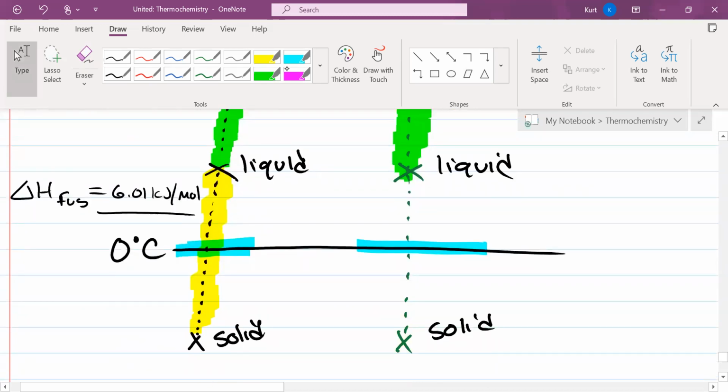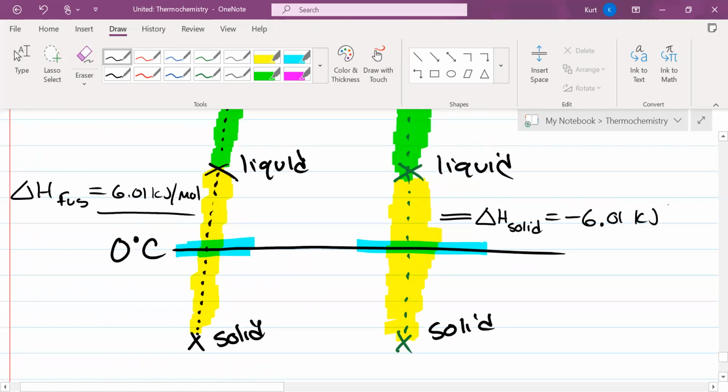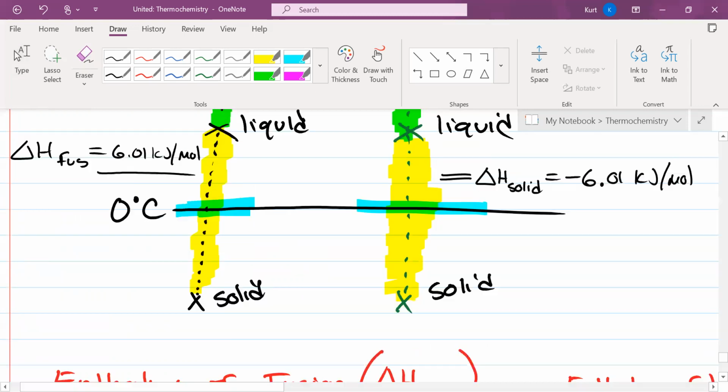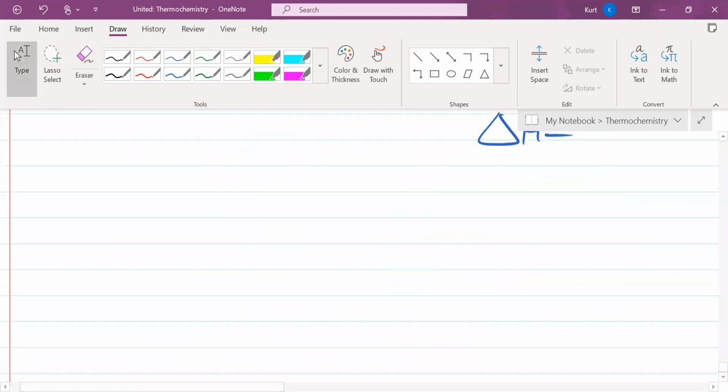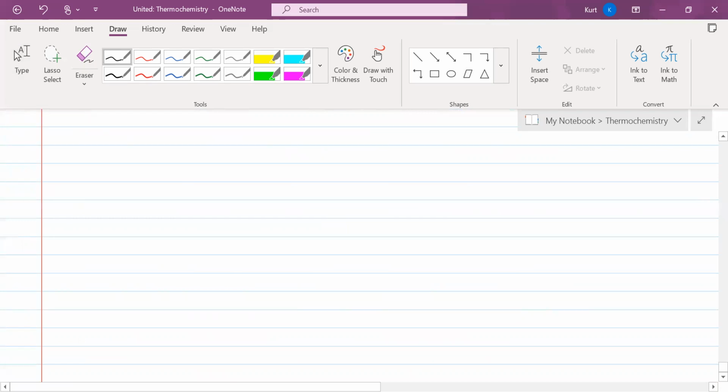And Kayla, if it took 6.01 kilojoules per mole to go from solid to liquid, what will it be to go from liquid to solid? That's right. I expect you guys to help your classmates if they don't watch this video, which they should, next Thursday. All right, so let's do a problem. Here we go. This is example problem number 4.